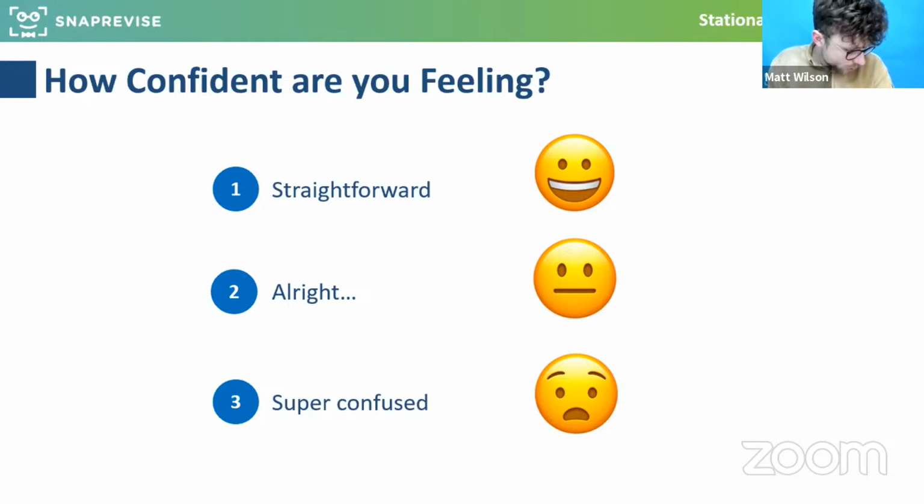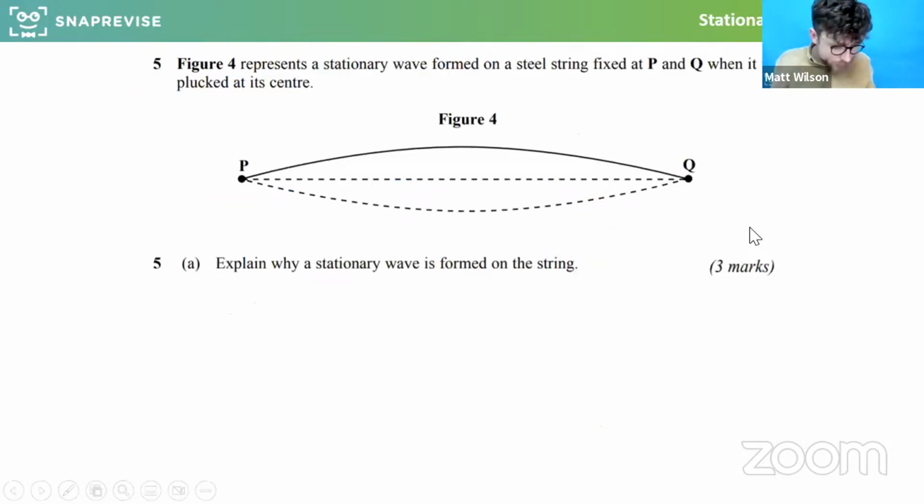Sweet. All right, well, I will now take us through a couple of exam questions. Someone was asking if we could do some past paper questions, and we can. Okay, so here's the first one. Figure 4 represents a stationary wave formed on a steel string fixed at P and Q when it is plucked at its center. Explain why a stationary wave is formed on the string.